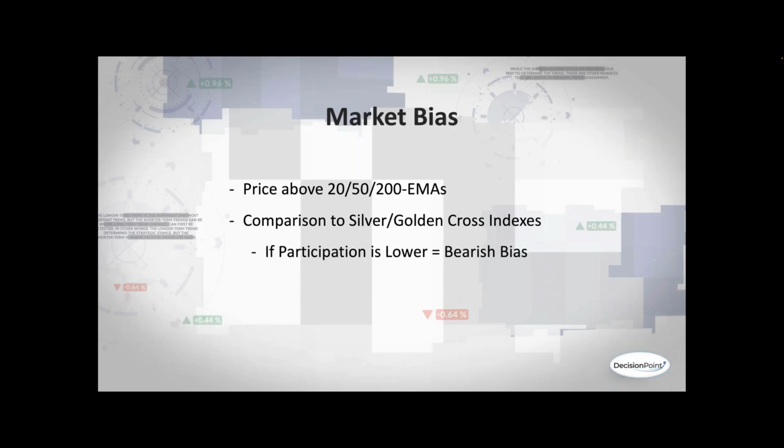If participation is lower, then you have a bearish bias. If participation is higher, then you have a bullish bias. So we make that comparison with, again, how many stocks are above their 20, 50, and 200-day EMAs.